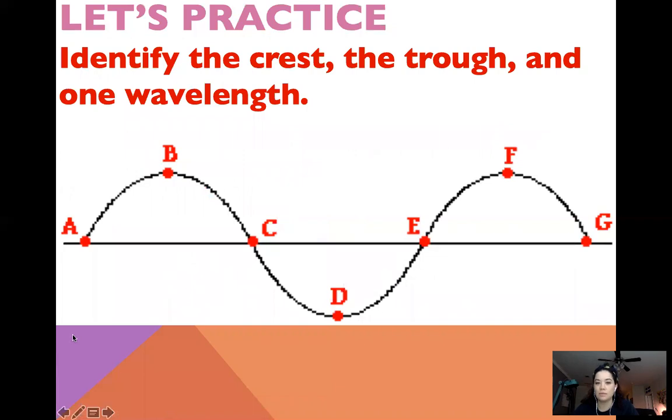All right, so practice. I've got a wave right here. I want you to take a second and label all the crests, label all the troughs, and label one wavelength. Pause me, do it.